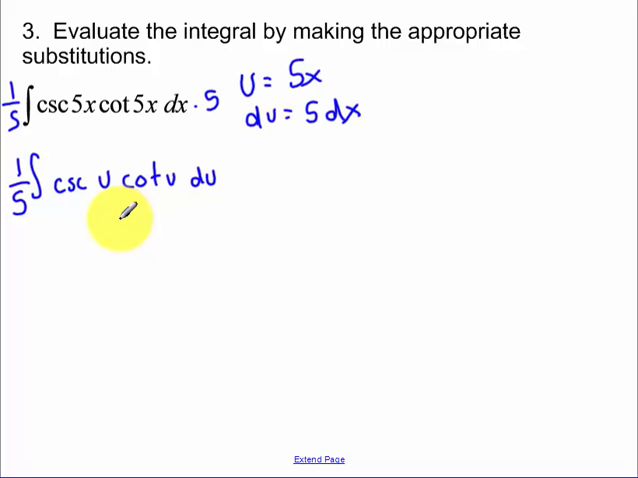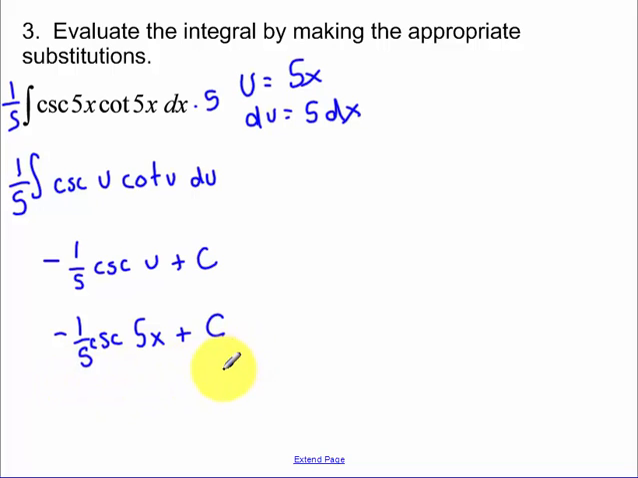What function's derivative is cosecant cotangent? Well, that is the negative cosecant of u plus c, and then our u was 5x plus c. Again, we could take the derivative of that and hopefully we get what our integrand is.